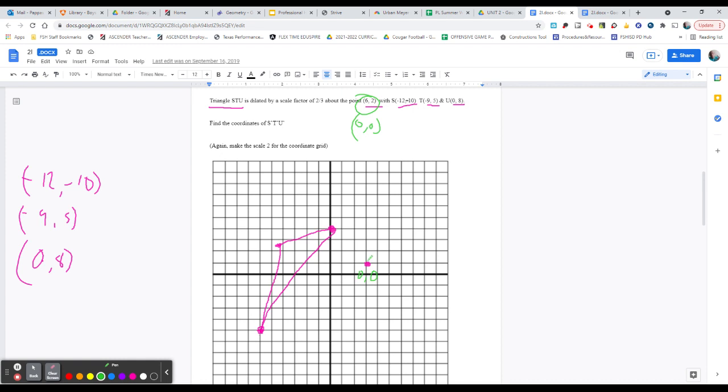I want to find our points. If this point here is (0, 0), then the point that's at (0, 8) is, going negative 2, negative 4, negative 6, and then 2, 4, 6, so the pretend point for (0, 8) is really (-6, 6). This point, which is (-9, 5), is going to be negative 2, 4, 6, 8, 10, 12, 14, 15, and then up to 3. So that point's really going to be (-15, 3).